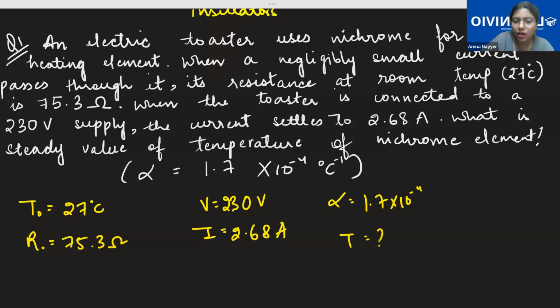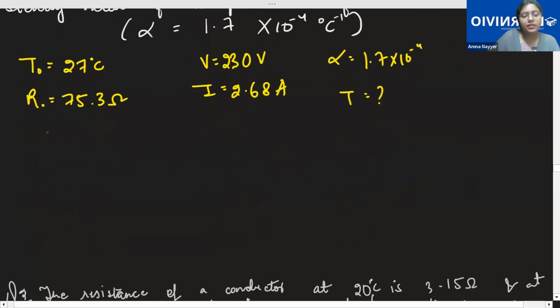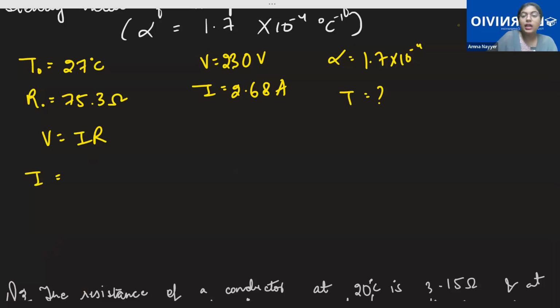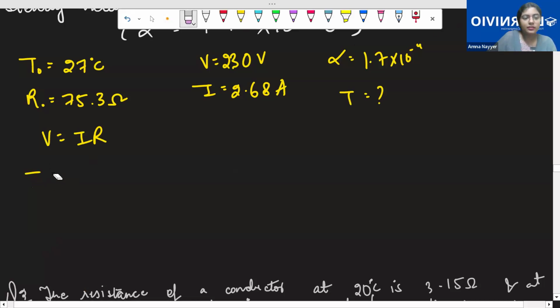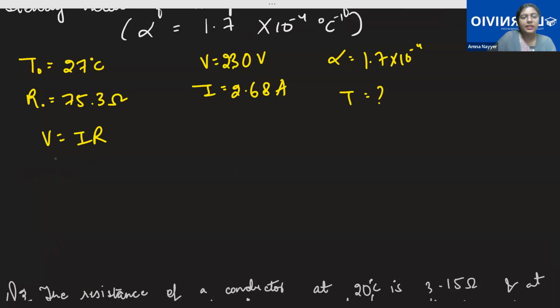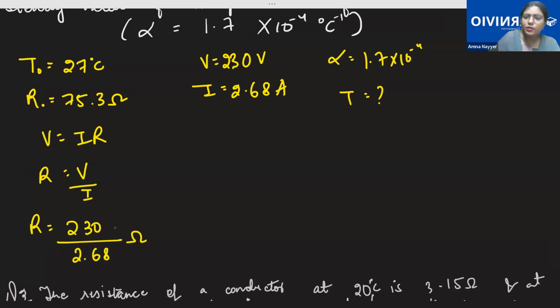Now, in the formula, we saw that for T naught you will have R naught, and for T you will have R. That's what we studied. Now, see, here the resistance is directly not given. You will have to apply Ohm's law first. Ohm's law is V is equal to IR. So using that, resistance is equal to V by I, which is 230 divided by 2.68. This is the resistance, this much ohm at the temperature.